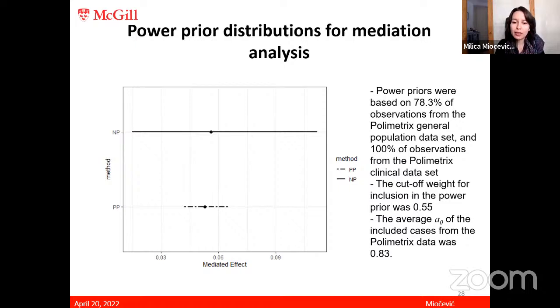The cutoff weight A0 for inclusion in the power prior was 0.55, and the average value of A0 of included cases was 0.83. So in terms of whether this led to improvements in our analysis, we see that both diffuse priors and power priors would lead to the same conclusion with respect to whether the indirect effect is 0. So both credibility intervals exclude 0. However, when we use power priors, we see a 76% reduction in interval width. So we see a gain in precision.